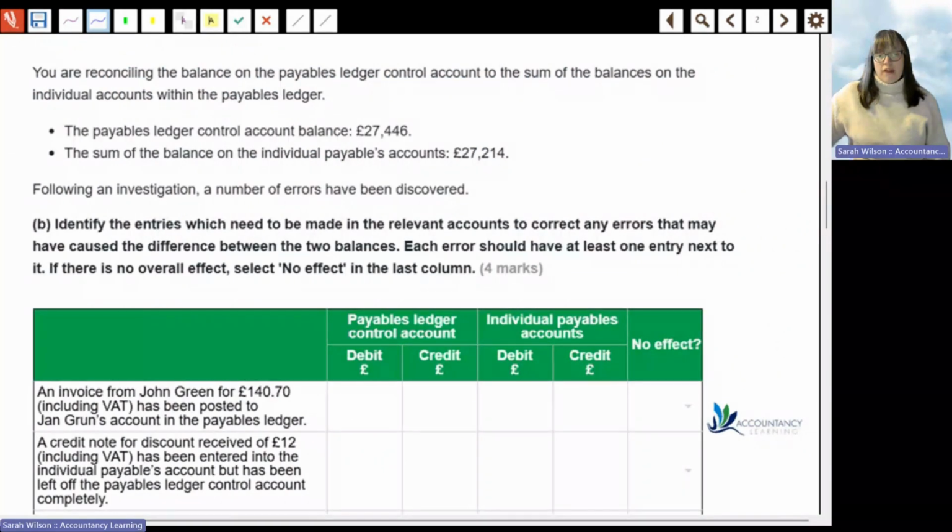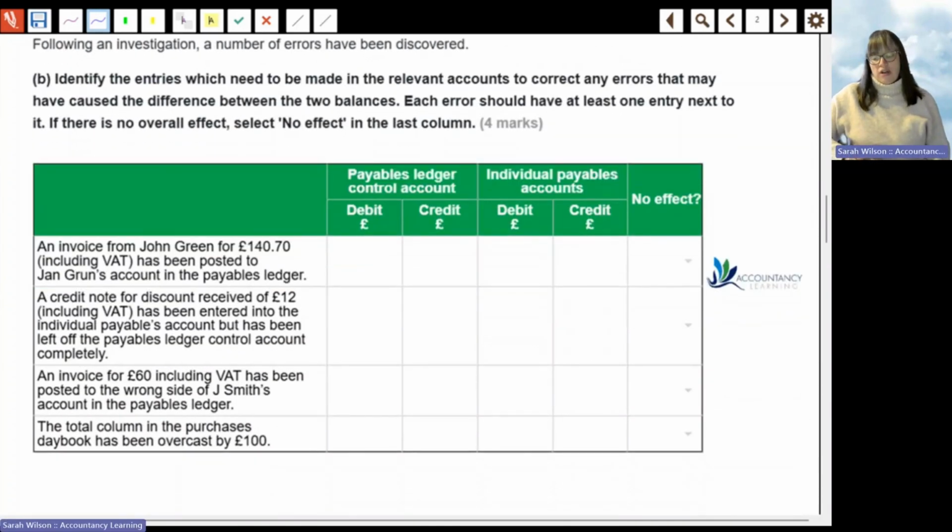Next, you are reconciling the balance on the payables ledger control account to the sum of the balances on the individual accounts within the payables ledger. The payables ledger control account has a balance of 27,446, and the sum of the balances on the individual payables accounts is 27,214. Following an investigation, a number of errors have been discovered. So we need to identify the entries which need to be made in the relevant accounts to correct any errors that have caused the difference between the two balances.